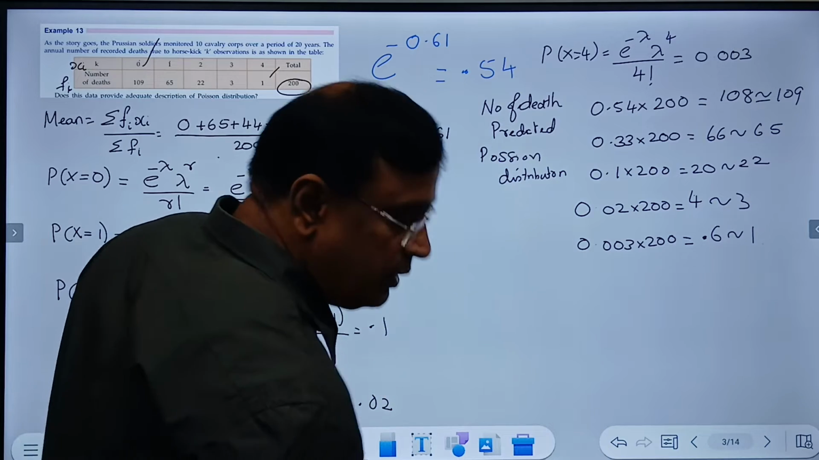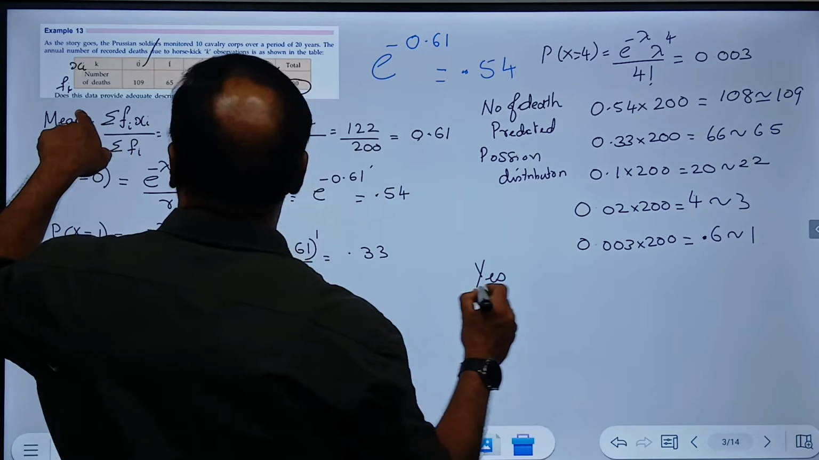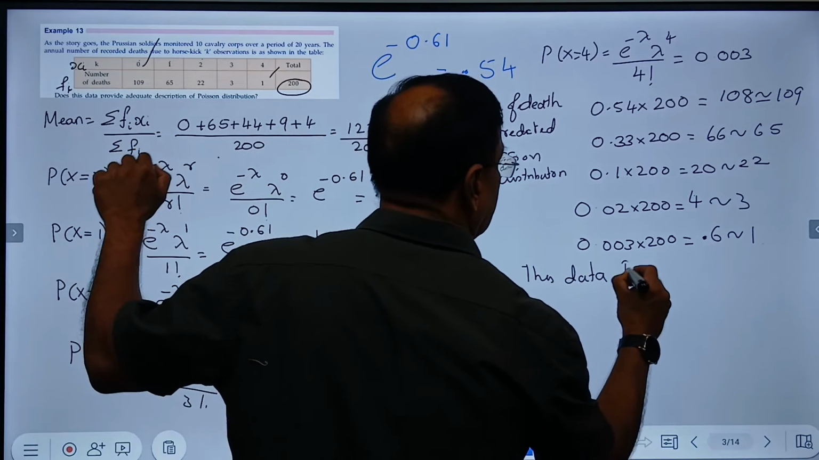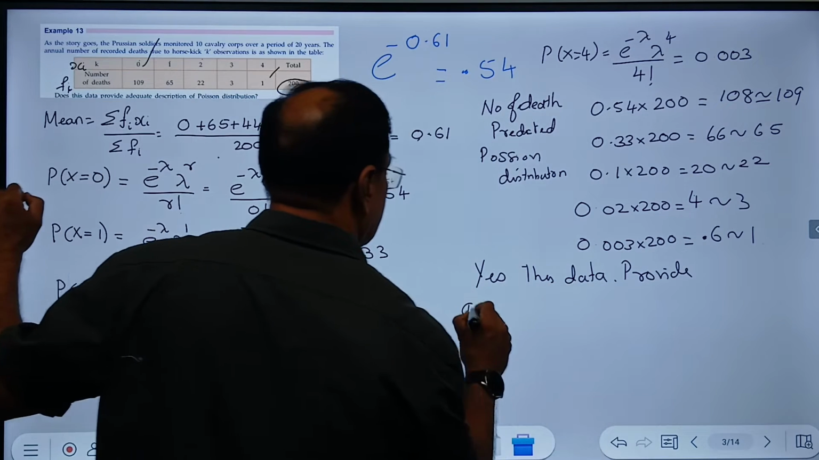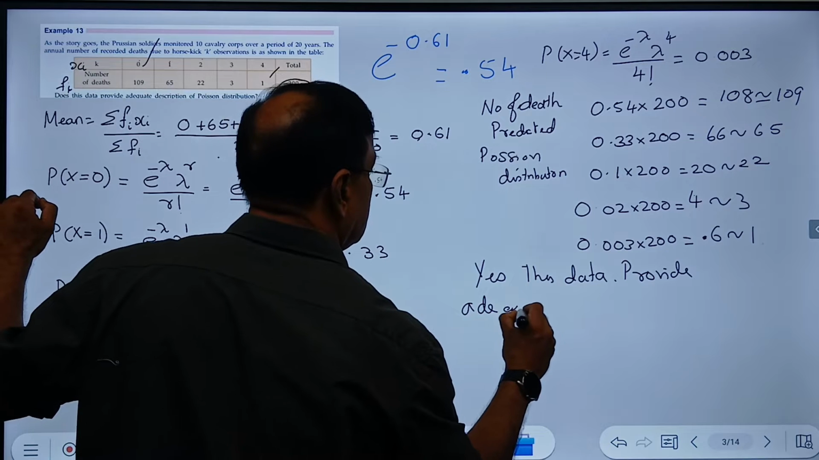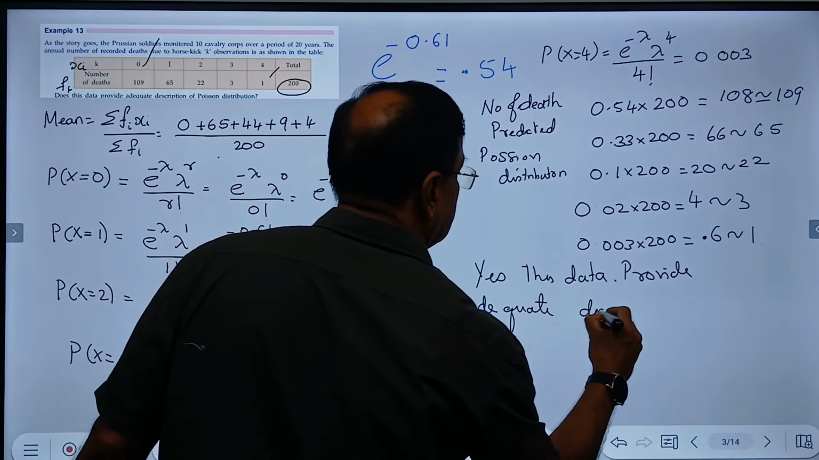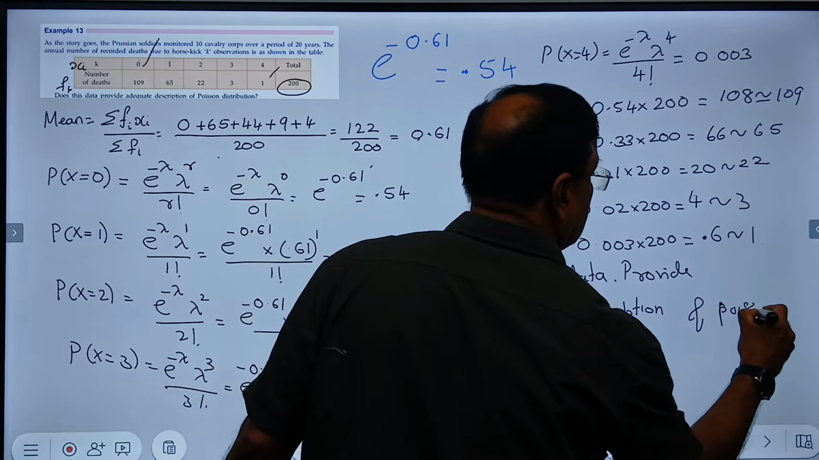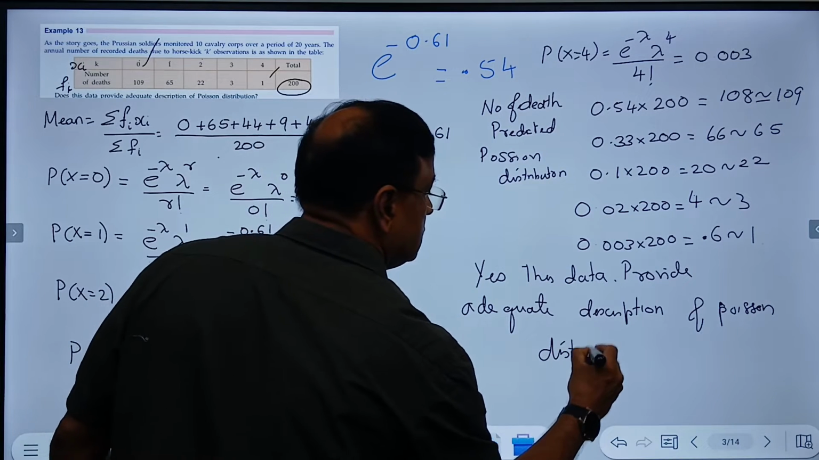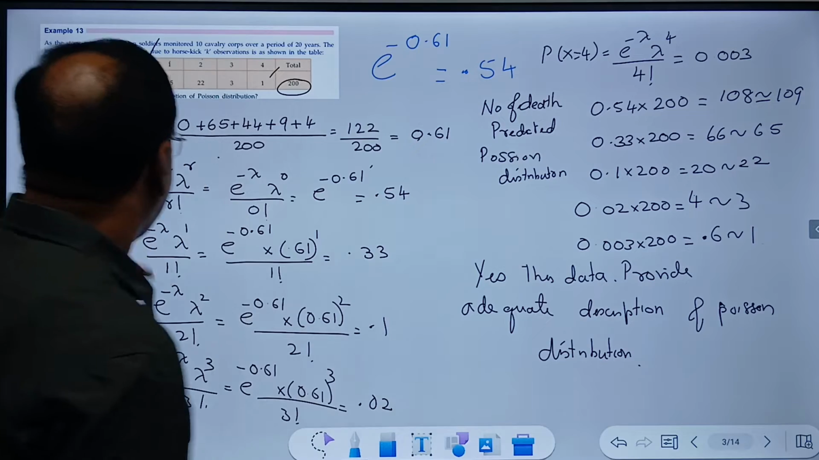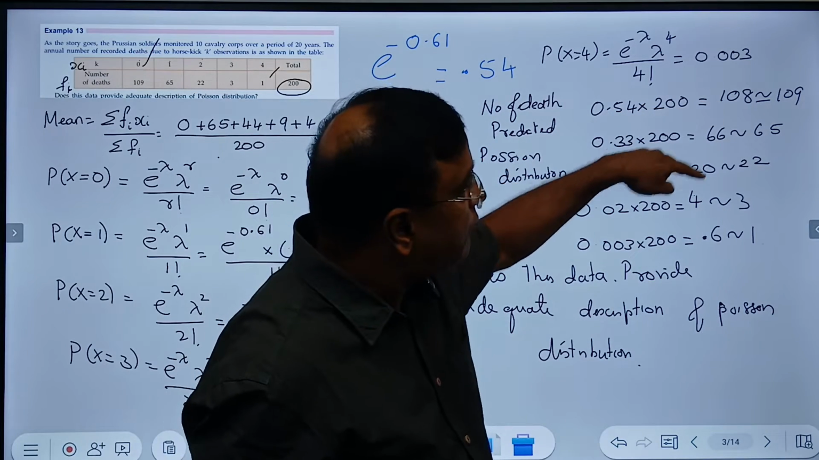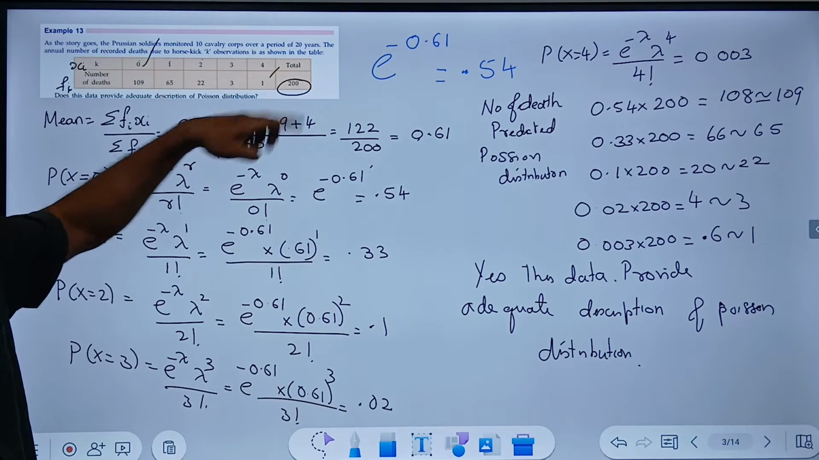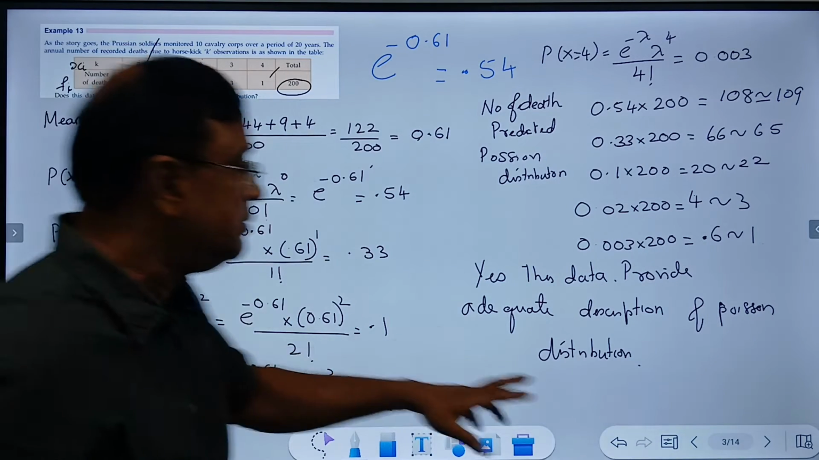So what we will say, yes, this data provides an adequate description of Poisson distribution. These are the predicted values that I have got using Poisson distribution, and it is almost equivalent to the observation that is given. So they match. That is why yes, it is adequate.